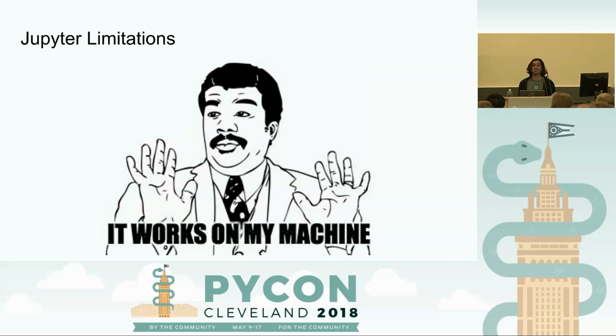But not so fast. Jupyter notebooks suffer from one problem, and that's the it works on my machine problem. In order for our notebooks to work, users are going to need to have access to our data, as well as the dependencies that were used to produce that original notebook. And this is where Docker's going to come in. Docker's going to help us solve that problem of it works on my machine.